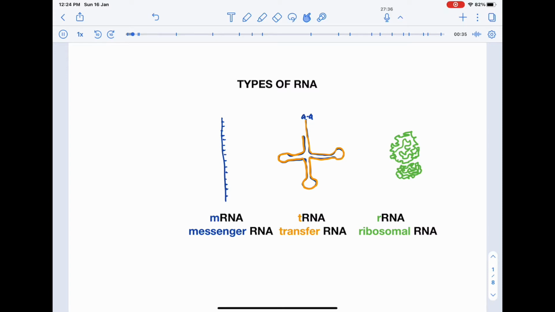There are three types of ribonucleic acid involved in protein synthesis that are mRNA, messenger RNA, tRNA, that stands for transfer RNA, and ribosomal RNA, that is represented as small r RNA. I'll talk about the structure of each RNA one by one.